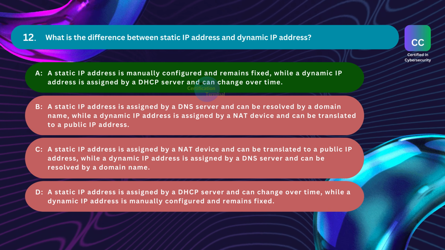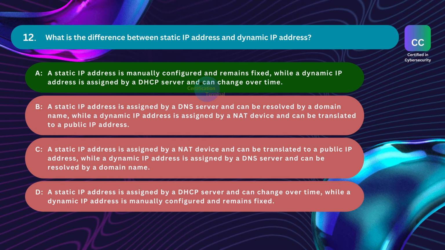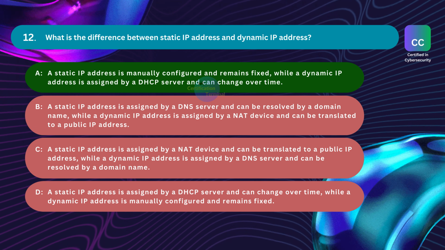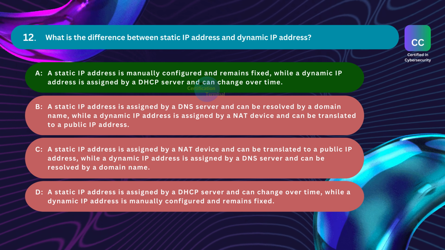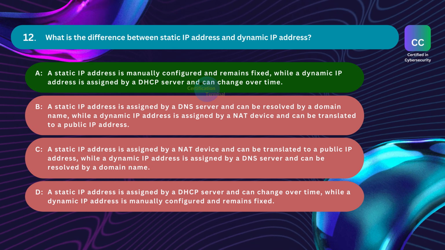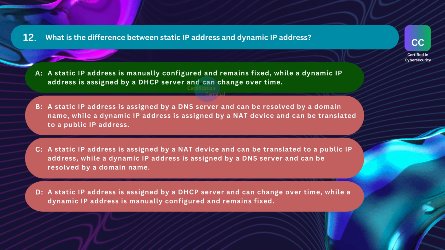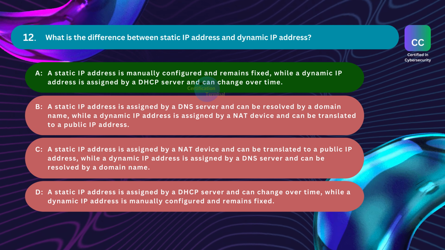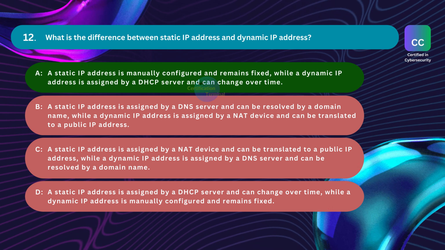Often used for devices that require permanent addresses, like servers, printers, or routers, enabling consistent accessibility. A dynamic IP address is allocated by a DHCP, Dynamic Host Configuration Protocol, server. When a device connects to a network, the DHCP server automatically assigns an available IP address from a pool of addresses it manages. Dynamic IP addresses are subject to change.